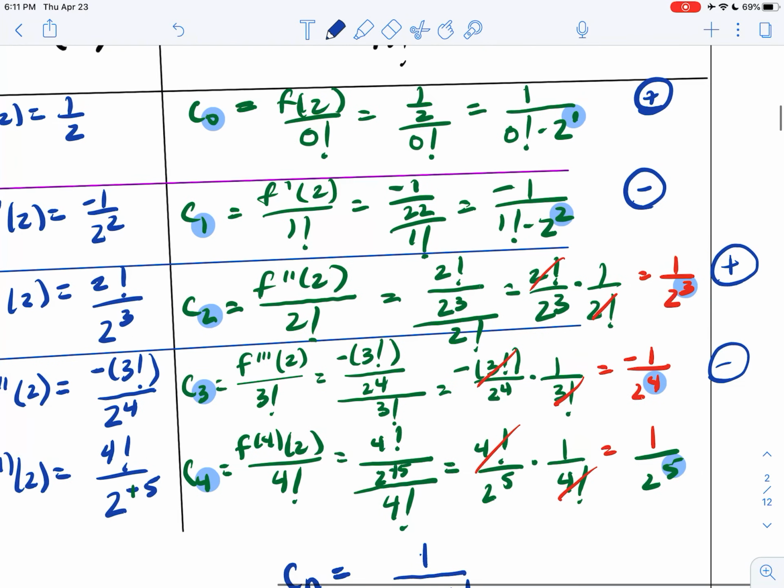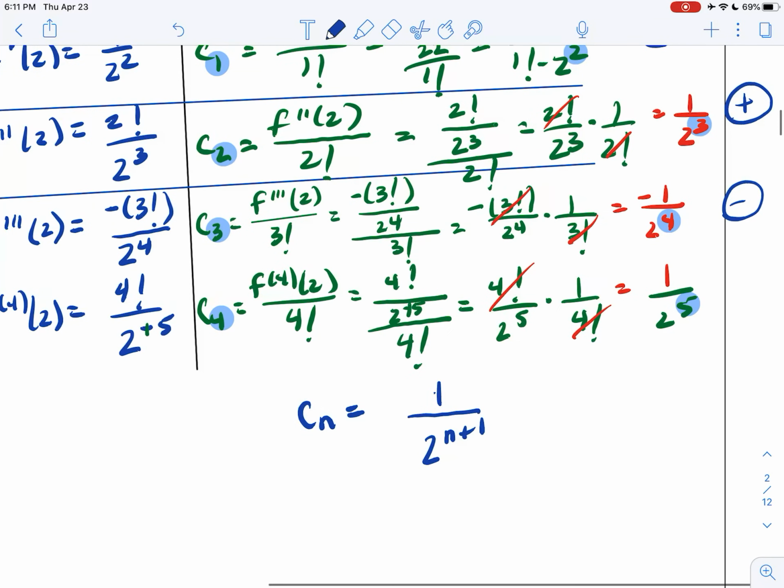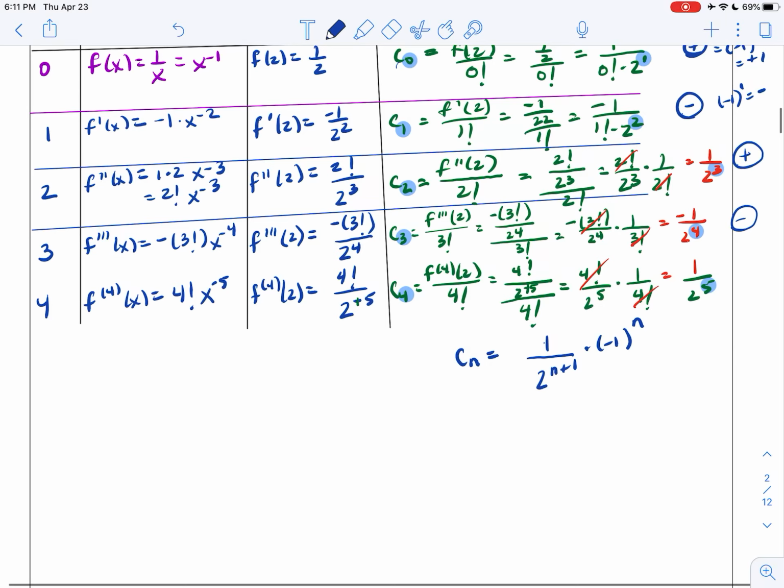But is it going to be minus 1 to the n or minus 1 to the n plus 1? If it's minus 1 to the n, that does equal minus 1 to the 0 would be a positive 1, and a minus 1 to the 1 would give me a negative, right? So I do want to multiply here by minus 1 to the n. And that's going to give me my plus minus plus minus.